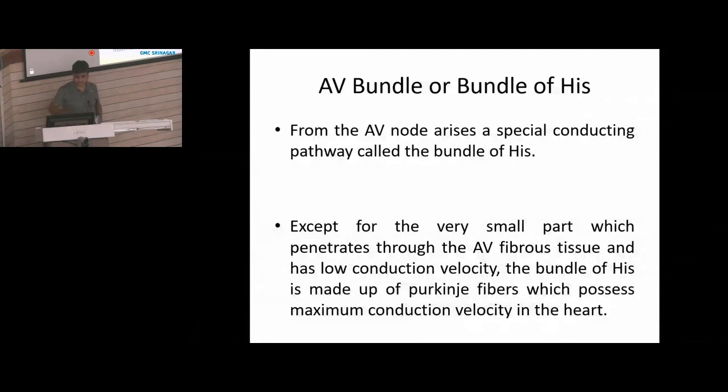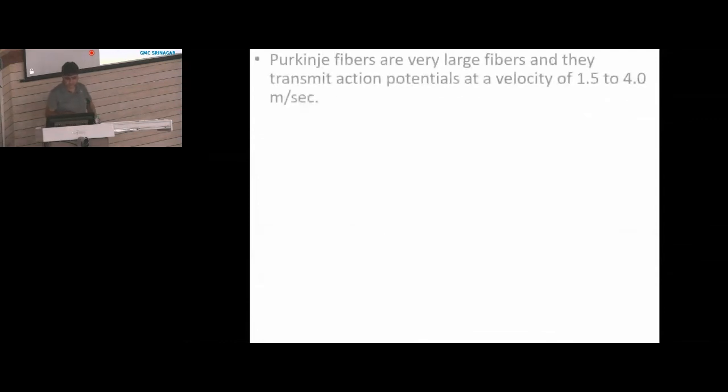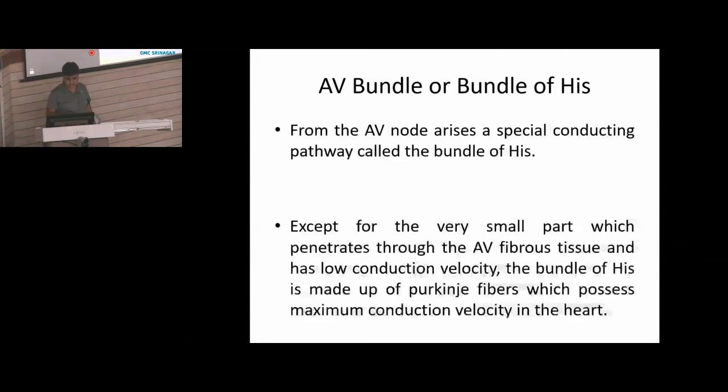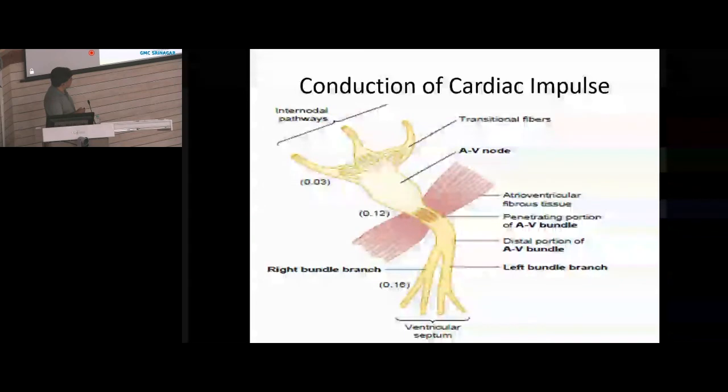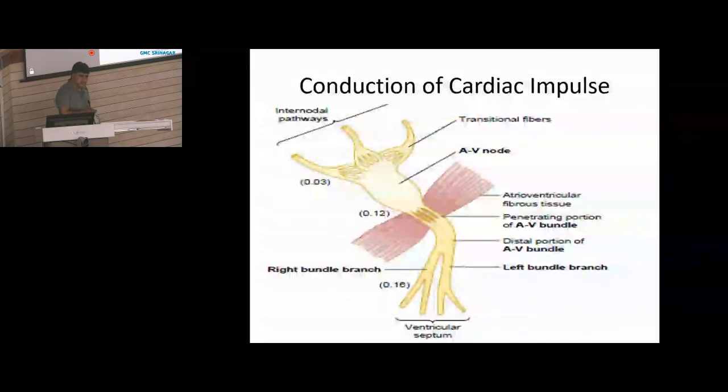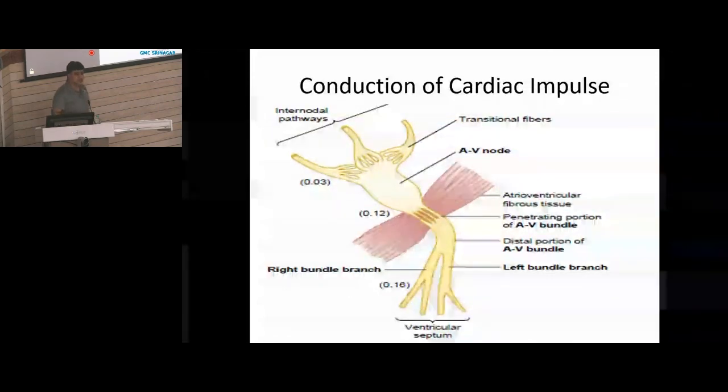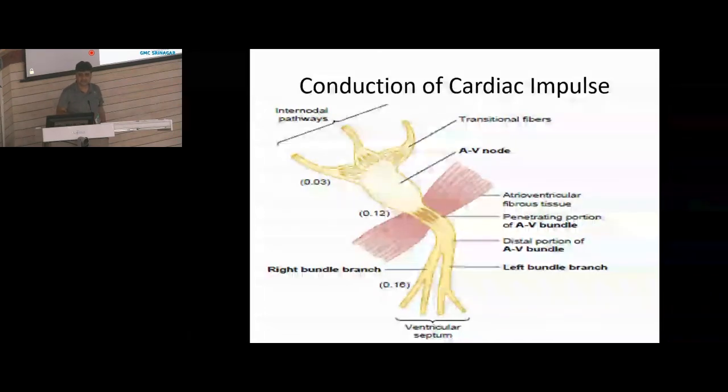So what does it say? It says that except this part, piercing part, this bundle of His portion and the bundle branches, and further it is divided into Purkinje fibers. This whole conduction system, these whole fibers, they are made up of Purkinje fibers.